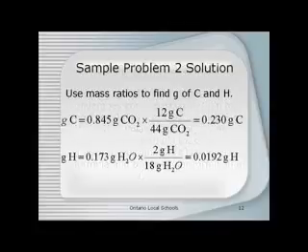For our grams of carbon, we take the mass of carbon dioxide, 0.845 grams, multiply it by our mass ratio of 12 grams of carbon for every 44 grams of carbon dioxide, and we get 0.230 grams of carbon. Our grams of hydrogen is 0.173 grams of water times the mass ratio of hydrogen to water, 2 grams of hydrogen over 18 grams of water, and we get 0.0192 grams of hydrogen.